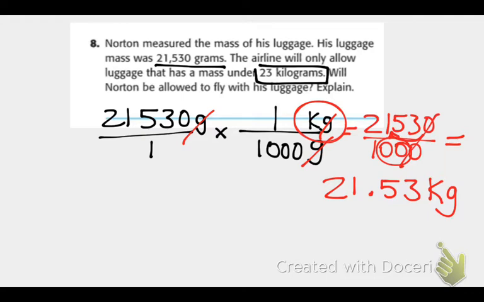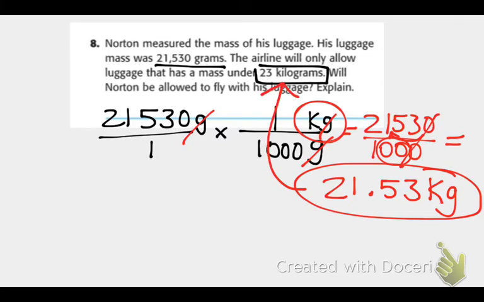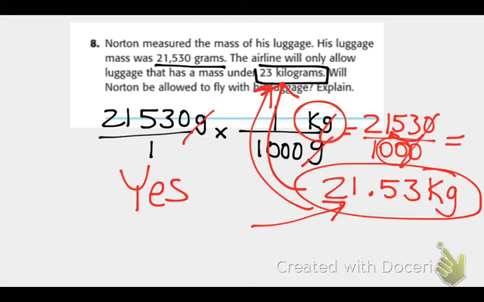The airline, will it allow that luggage? Well, if this is how much his luggage is, and that's how much the airline allows, is he going to be able to fly with this luggage? Yes, he is going to be able to. Why? Because his luggage is less than what the airline demands. So yes, he can go on his trip to Hawaii and have a wonderful time with all of his luggage.